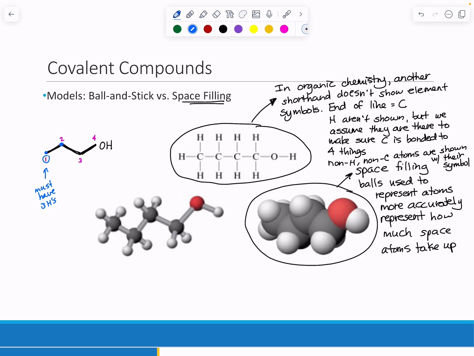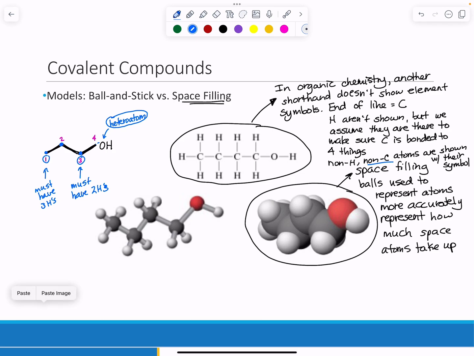Whereas if I look at carbon number 3 here, it's bonded to carbons 2 and 4, so it must have 2 hydrogens. All right, so those are the different ways that we represent things. And these non-carbon, non-hydrogen atoms, this is called a heteroatom in organic chemistry. Because again, organic chemistry is the chemistry of carbon compounds, and so anything that's not carbon.